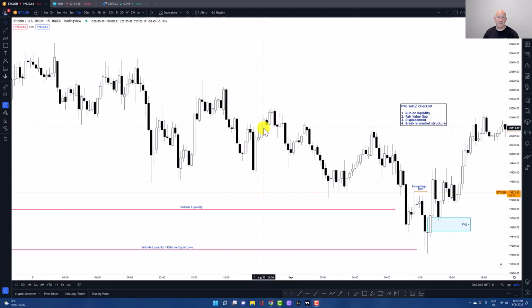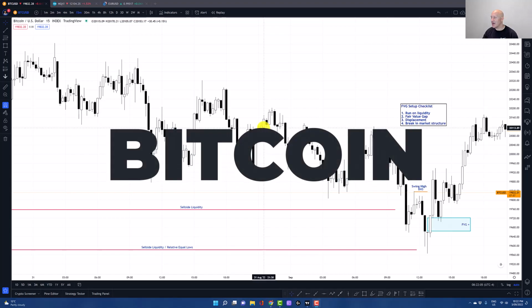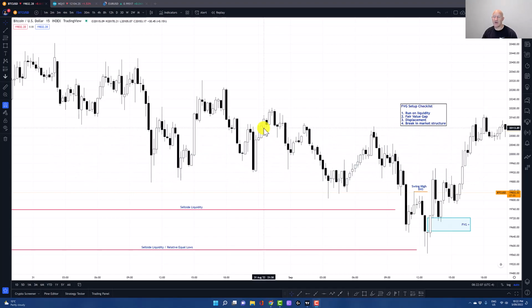So the first trade example we're going to look at is Bitcoin on the 15-minute chart from the 1st of September 2022. And we're looking at a long setup. So we're looking at a bullish fair value gap, and you can see that fair value gap here in this blue box. So what I've done is I've created a checklist, and we've got this for both trade examples, so we can run through all of those points that we covered earlier in the video.